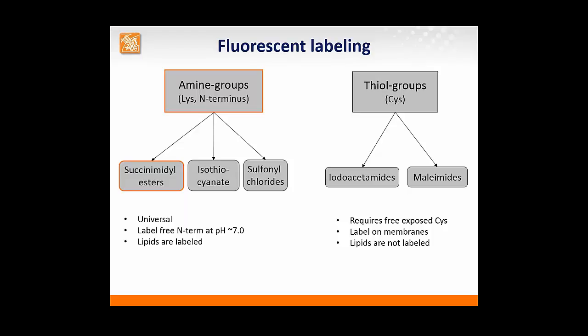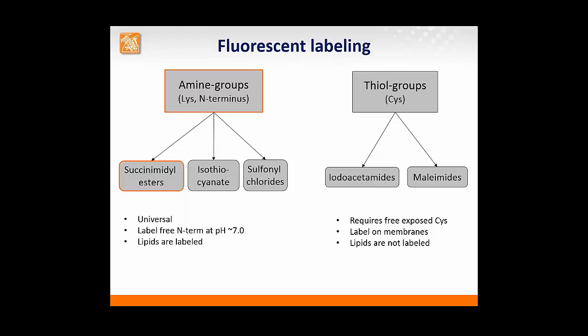The disadvantage of free amine labeling is that lipids that co-purified with the protein that contain free amines, such as phosphatidylamines, phosphatidylethanolamine, can also be labeled, and they end up in the final sample and produce a certain background which needs to be taken into account. And I'll show you some examples of this.